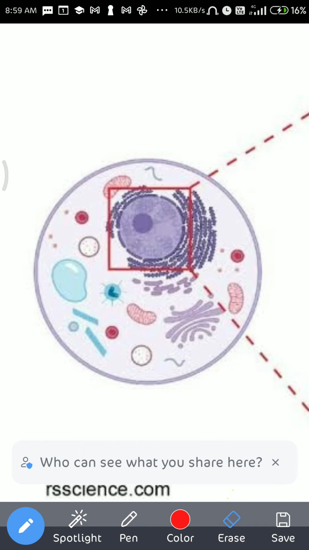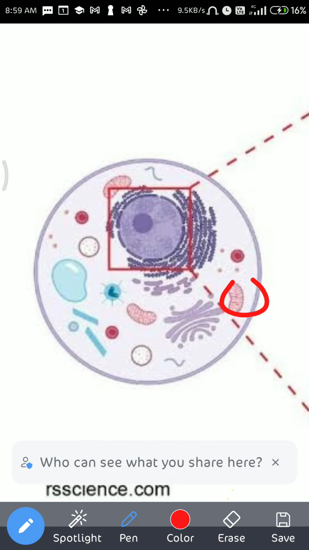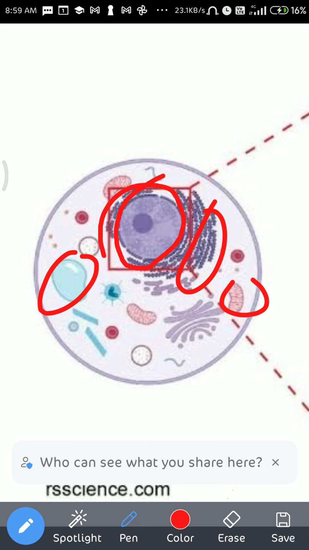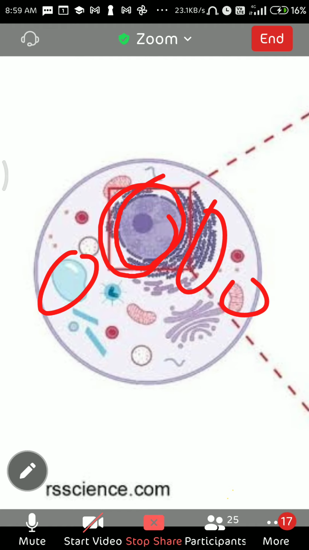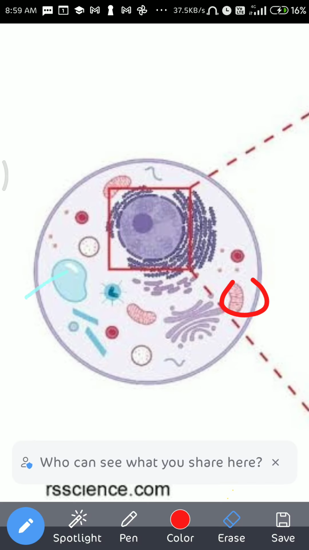Okay. So here these are the cell organelles: mitochondria, endoplasmic reticulum, ribosomes, vacuole, centriole. These all are the cell organelles. Right now we are concentrating on the nucleus because you people are having confusion regarding this eukaryotic.